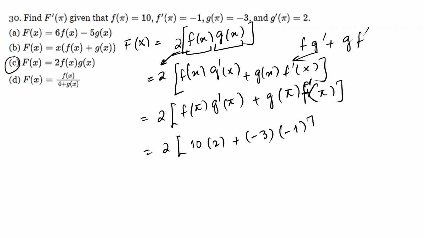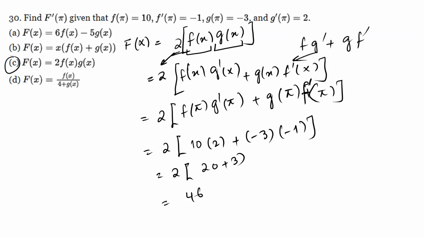Write it in the calculator to get the answer. So 20 plus 3, so 23. 23 times 2 is 46. If there is a mistake in the calculation, just redo it on your own.